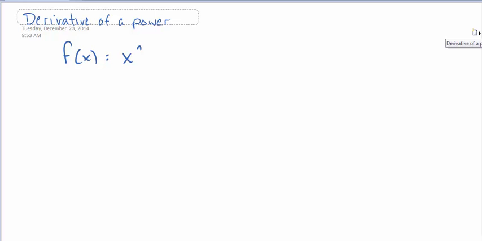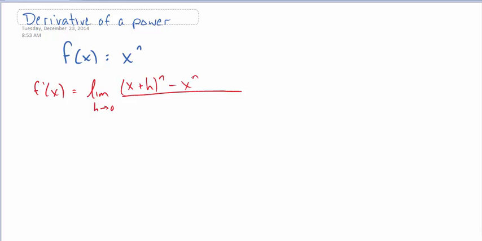Let's take a step up. Derivative of a power. Okay, so we're going to derive this. We're going to derive many of the rules for differentiation using our first principles. So finding our derivative, f'(x), is going to be the limit as h goes to 0 of (x + h)^n minus x^n, f(x + h) minus f(x), all over h. Okay, well, where do we go from here?